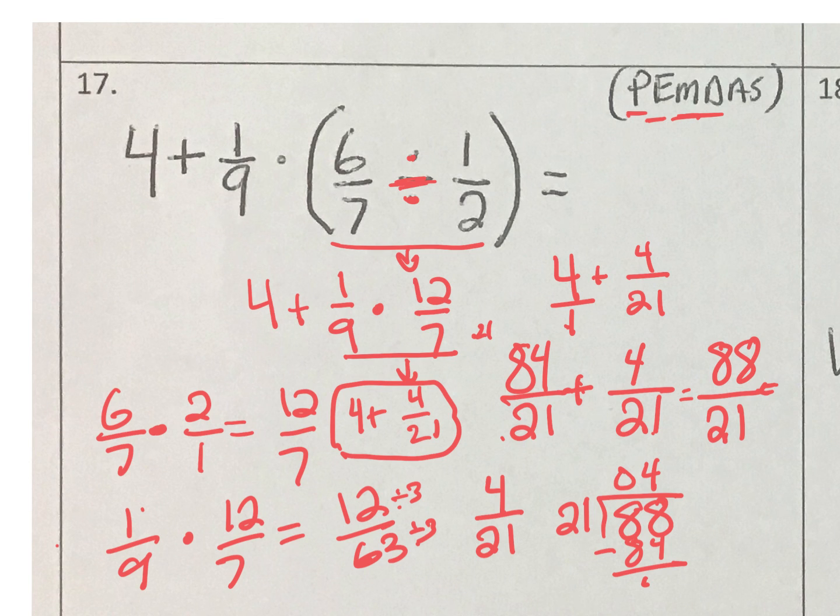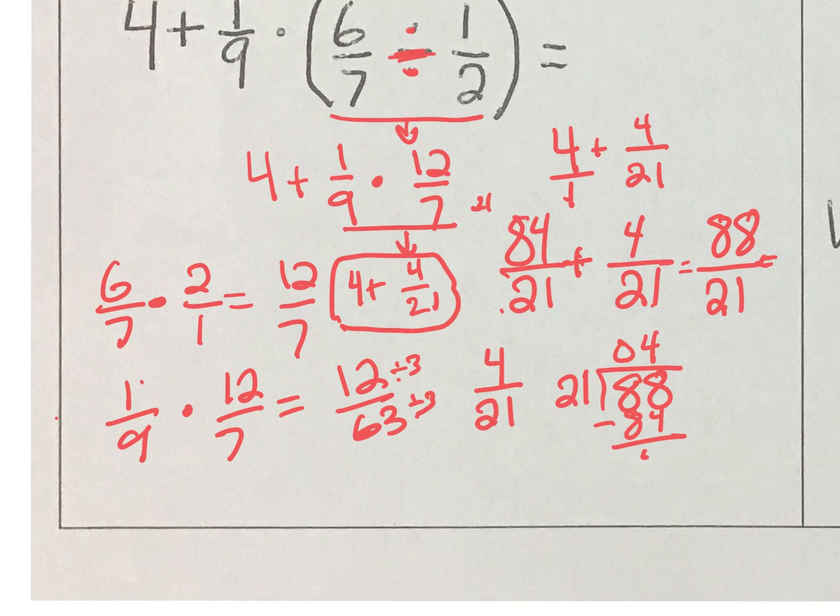let's see, let's go like this. Move this up a little bit. There we go. Leaves me with 4 right here. Nothing more to bring down, so I have a remainder. So my remainder is going to be this 4 here over 21.